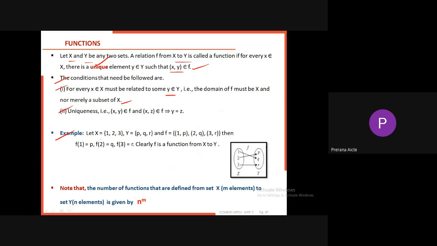And this is the example. Let X equal {1, 2, 3} and Y equal {p, q, r}. If you represent this in the form of the relation, it will be like this: 1, 2, 3. 1 is mapped with q, 2 is mapped with p, 3 is mapped with r.